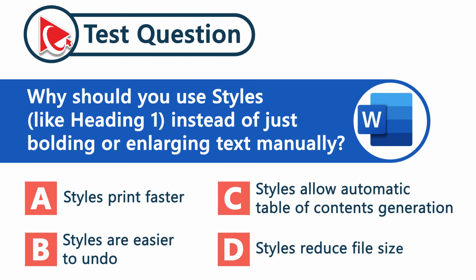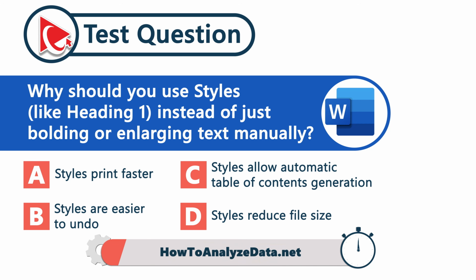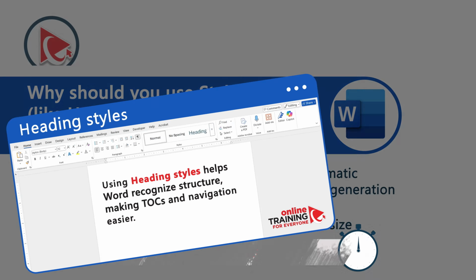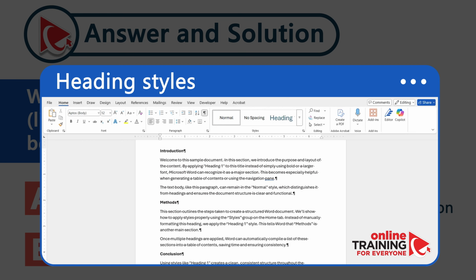Why should you use styles, for example, Heading 1, instead of just bolding or enlarging the text manually? Using heading styles helps Word recognize structure, making table of contents and navigation easier. Let me show you how to do it.